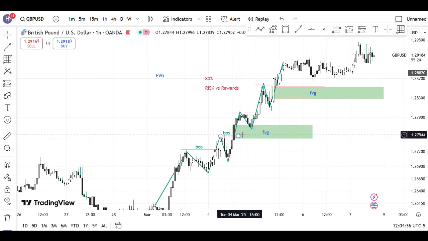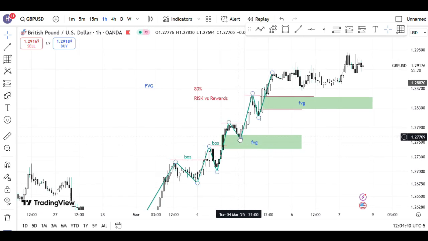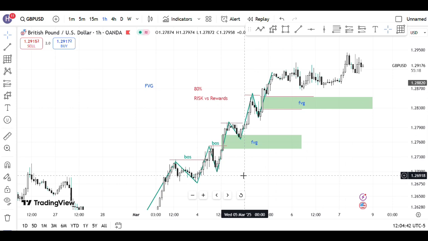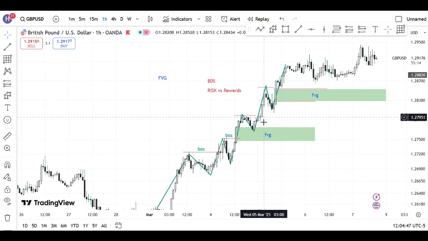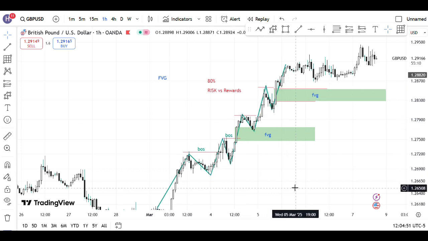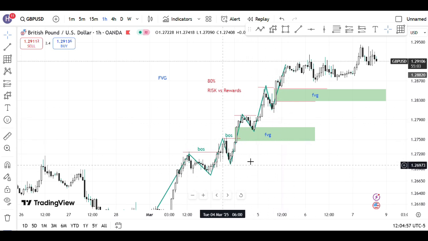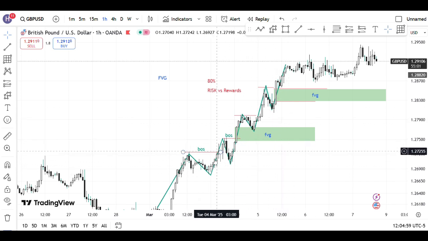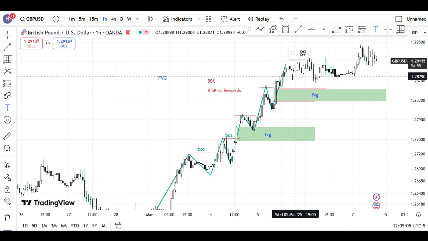Now I have marked a fair value gap here, but this fair value gap is above the BOS, so we cannot take the entry. For example, if you take an entry here, it will work out, but we should not, because the forex market is unexpected. Sometimes it goes up and then comes down here, and your account will be washed out. So we are not taking any chances here. Here there is no fair value gap.